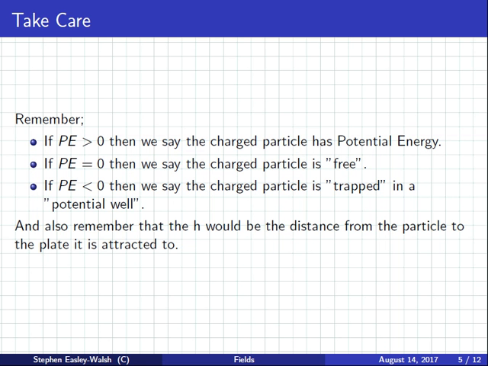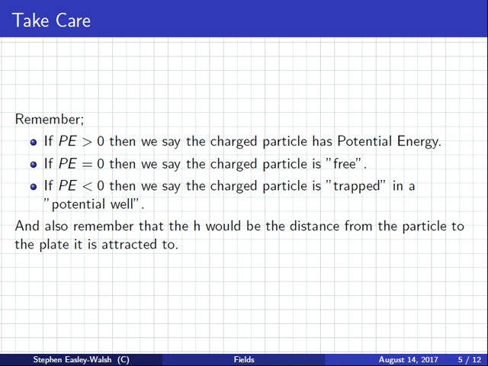So for example, if the charged particle had -1 joule of potential energy, then to ionize it, you must give it 1 joule of energy so it can be freed. Before it's ionized, it is trapped. It has a negative potential energy. Whatever the cause is, and in this case it's attracted to the opposite charge, it's still trapped.